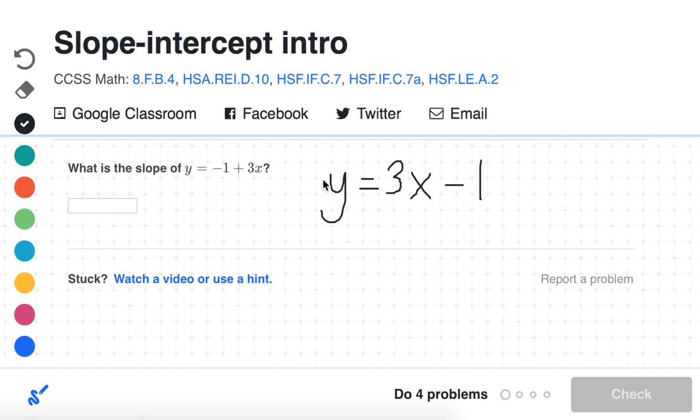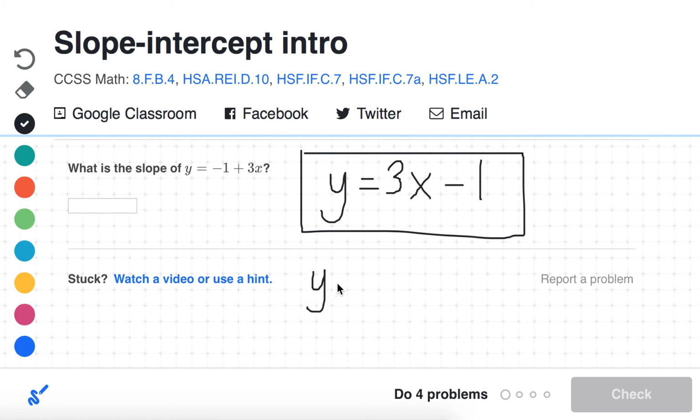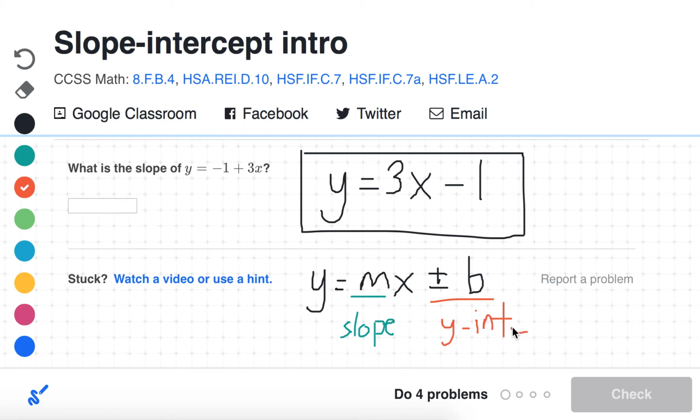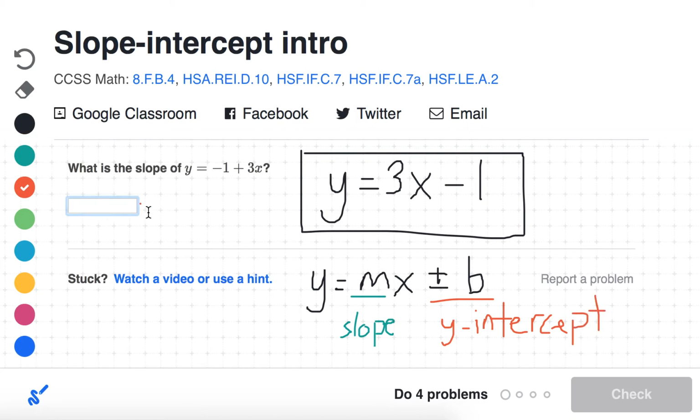I just switched these around to make it match slope-intercept form, which, just to remind you, is y equals mx plus b, some number times x, plus or minus a number, where m is the slope. The number in front of x will always be the slope, and this will be the y-intercept. So in this equation up here, y equals 3x minus 1, the y-intercept is -1, the slope is +3. So we'll put that in.